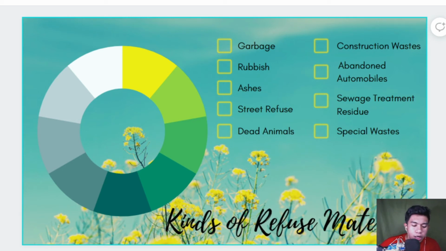So dun sa garbage, we have waste from cooking and serving food. Then we also have in rubbish naman, yan yung mga combustible like made of paper, yung mga wood such as boxes. Kasi sa rubbish, meron tayo dalawang uri, yung mga pwedeng sunugin at yung mga hindi, no? So sa non-combustible, we have here the made of glasses, no, yung mga bubog kumbaga, metal, ayan, yung mga tin cans at saka yung mga broken glasses. Then ashes naman, yan yung mga abo mismo from burnt materials.